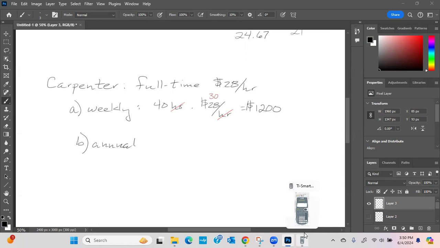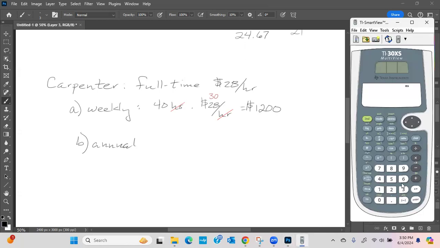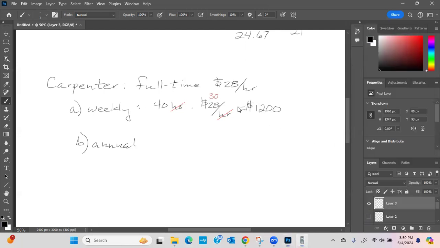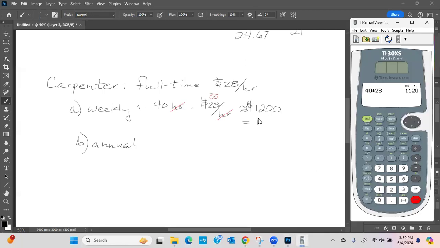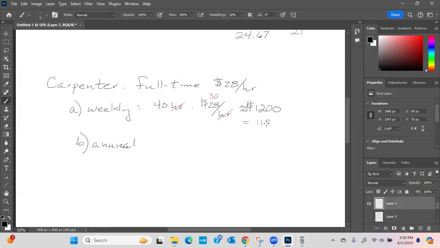Now, what if I'm worried about that rounding? I can bring up a calculator and I can do 40 times the 28 and see what it actually is. It's 1120. So it was actually about equal to 1200. So by rounding up one of those numbers, our value is a little high. But that's okay. We can deal with that.